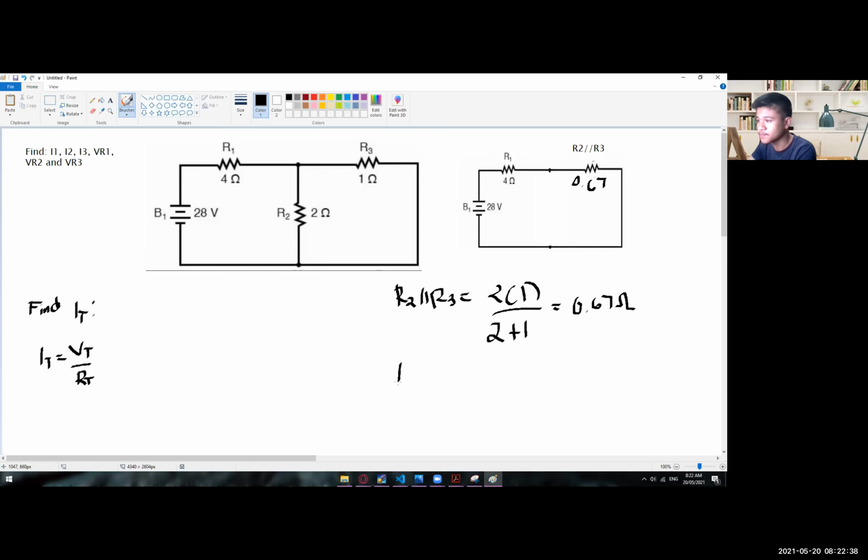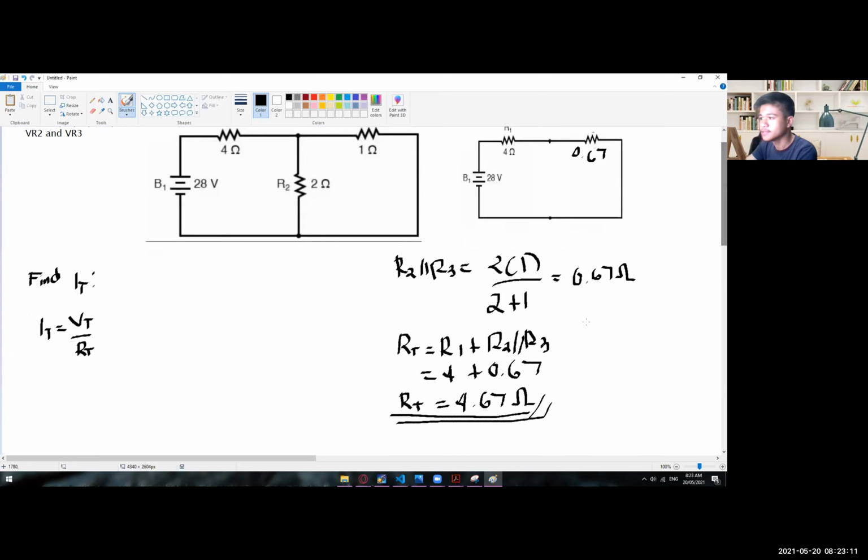That is the result for our total resistance. RT is equal to R1 plus the value of R2 and R3. R1 is 4 ohms, and the value of R2 and R3 is 0.67, so for our RT, we have 4.67 ohms. Were you guys able to follow up to this point?